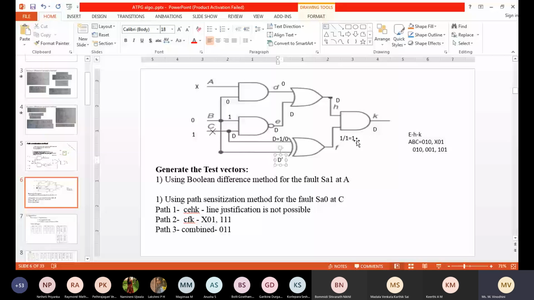Let me check here. For this E to be D, B should be 1. When B is 1, automatically this is 1, and automatically this is also 1. When this is 1, can I get 1? 1 XORed with 1 is 0. 0 XORed with 1 is 1. No, I'm not getting it; 0/D will be D dash. I'm not getting 1. I want only 1 here.